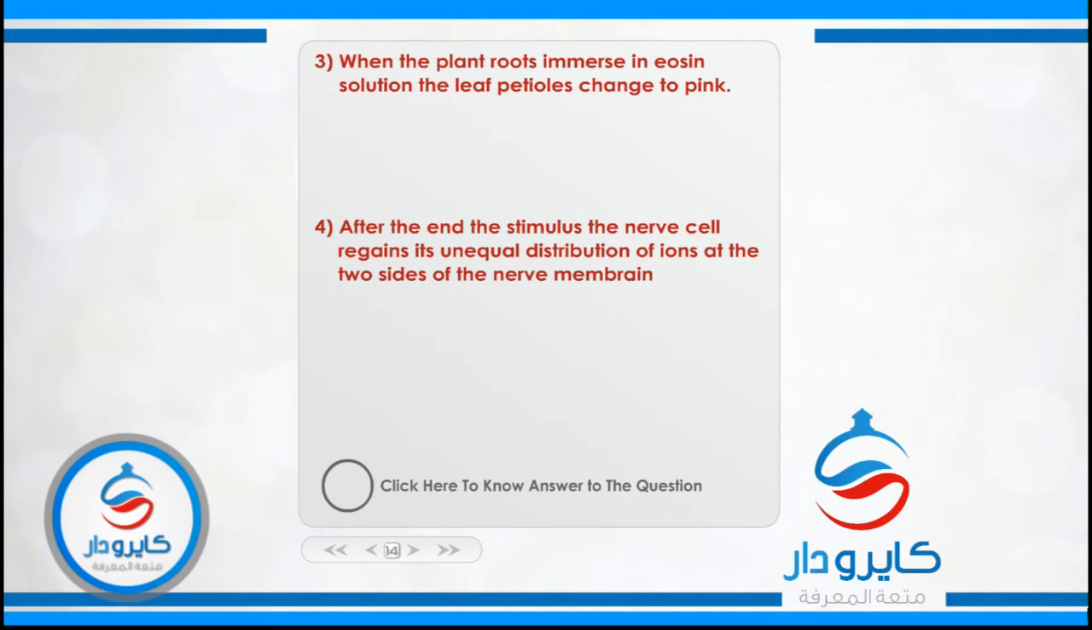The fourth part: after the end of the stimulus, the nerve cell regains its unequal distribution of ions at the two sides of the nerve membrane.